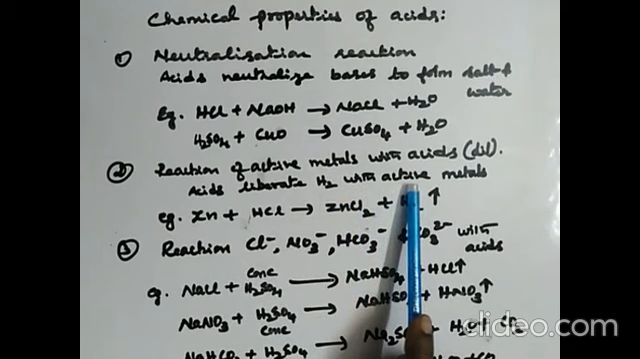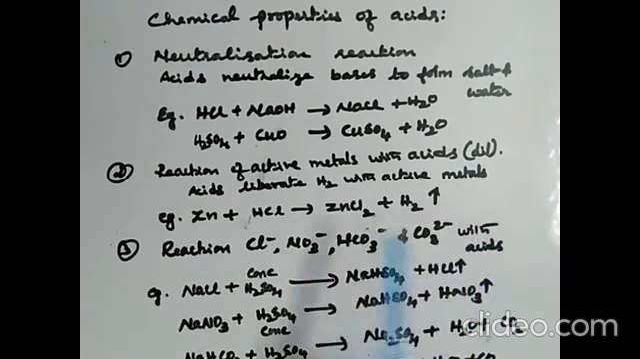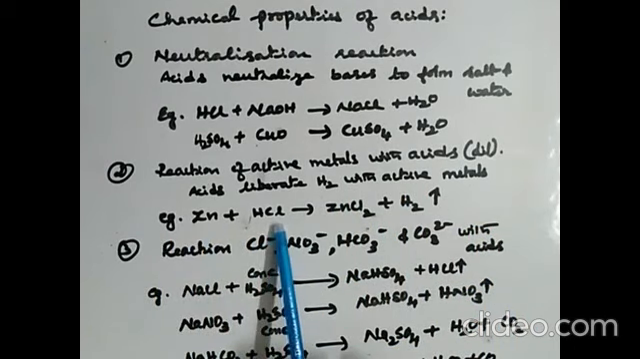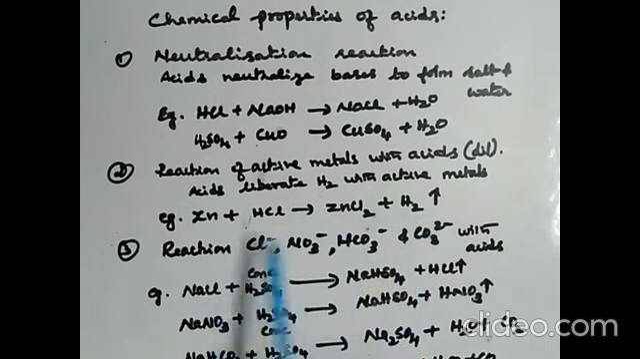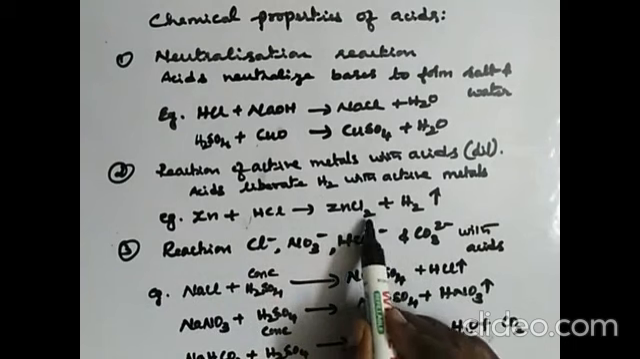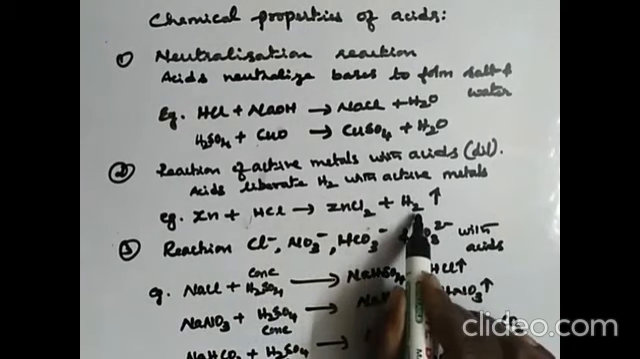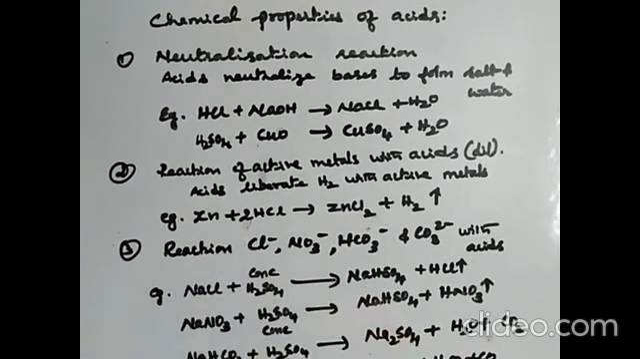Active metals are metals which are present in the activity series above hydrogen. One example is zinc. Zinc combines with hydrochloric acid to form zinc chloride and hydrogen. Here the reaction has to be balanced because there are 2 atoms of hydrogen and 2 atoms of chlorine. So therefore it has to be 2 HCl.